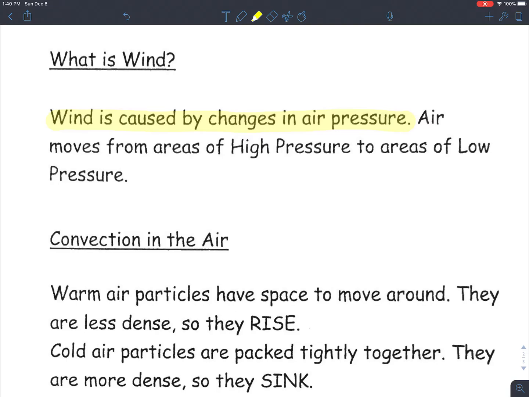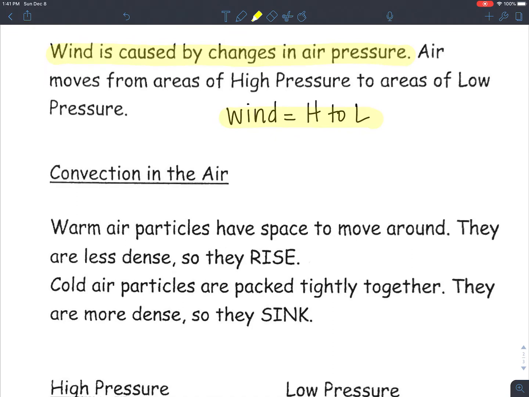Air moves from areas of high pressure to areas of low pressure. So what we see happening is when we see wind being created, go ahead and write this down. Wind is basically air moving from high pressure to low pressure. Now I'm going to grab my highlighter and I'm going to highlight that. Wind is moving from high to low.